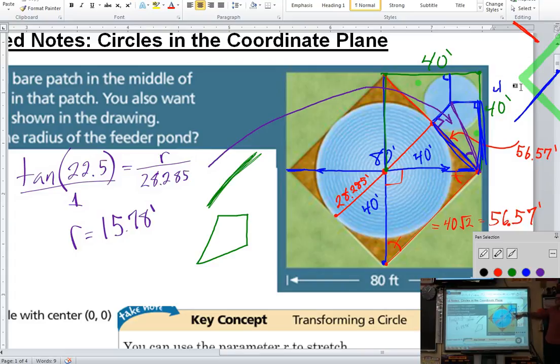So if this radius is 28.285, then 40 minus 20 would give me the radius. Just do the Pythagorean: 40 times 40 plus 40 times 40, then take the square root, and you get the hypotenuse. That whole length was 56.57, right? Because that was our 40 radical 2. So half of it is 20 radical 2.